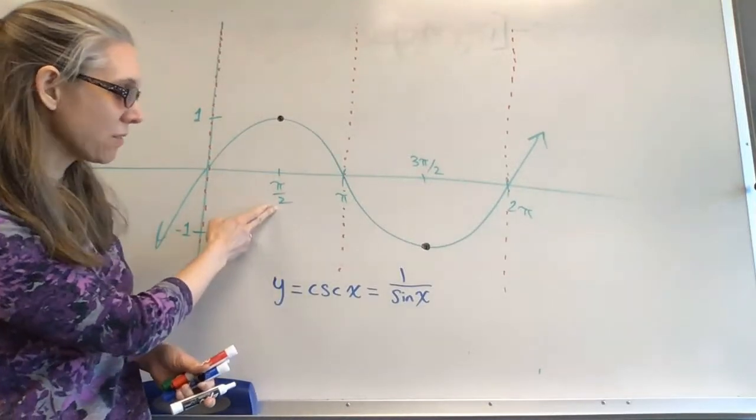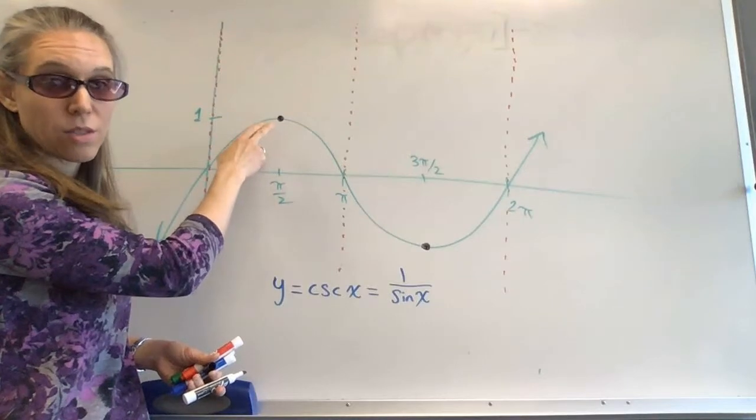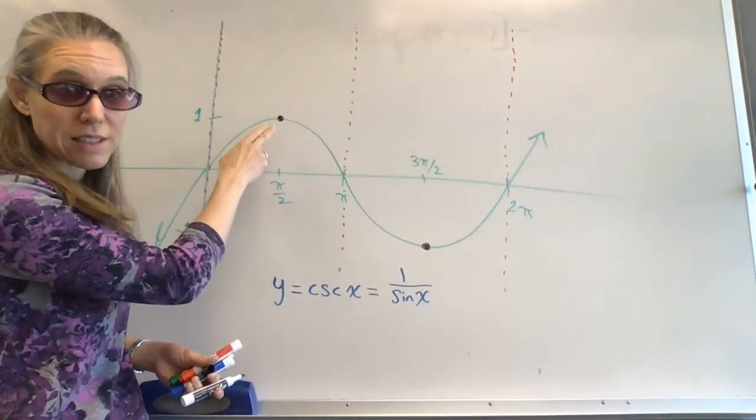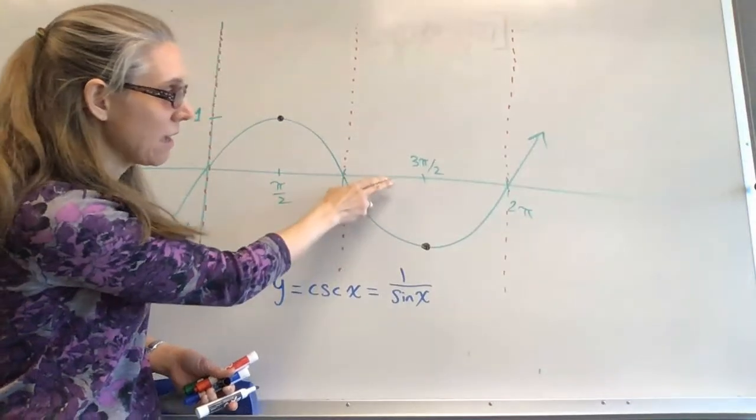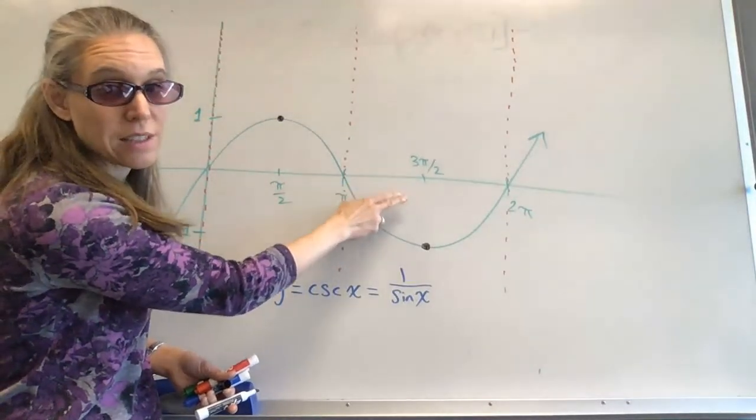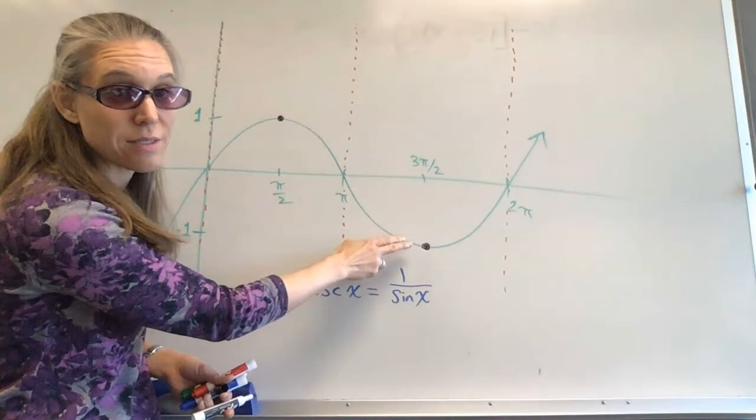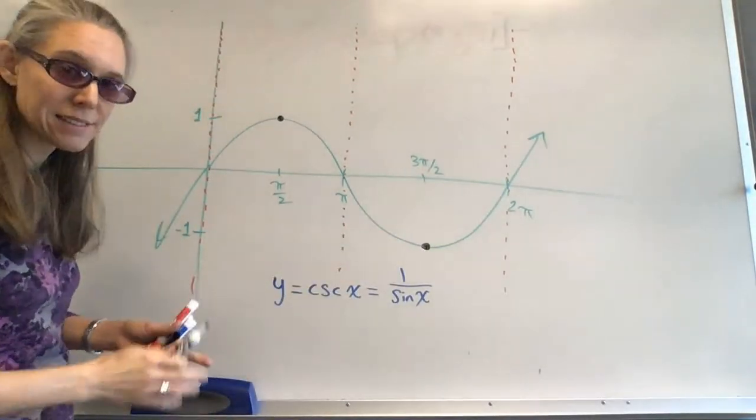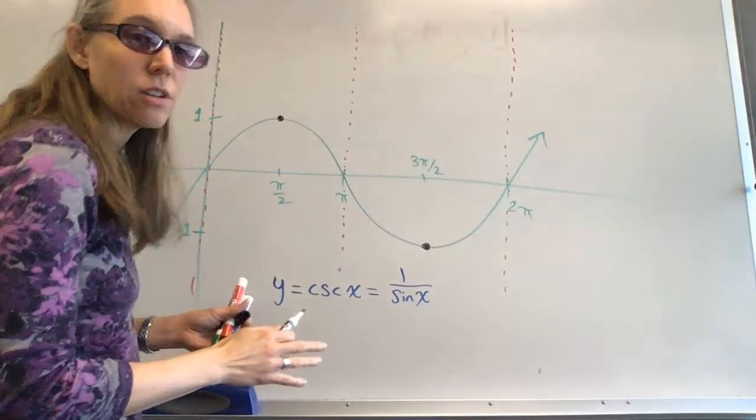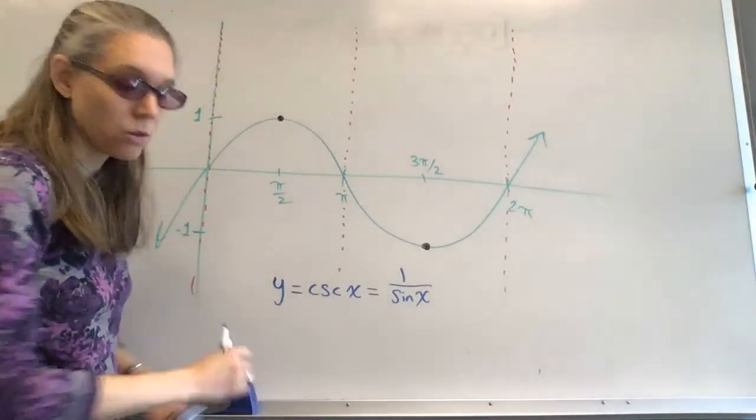At pi halves, the sine of pi halves is 1, so therefore the cosecant of pi halves is also 1. The sine of 3 pi halves is negative 1, so the cosecant of 3 pi halves is also negative 1. And lastly, for your graph, all you have to do is piggyback on the peak and the trough, and you have your graph.